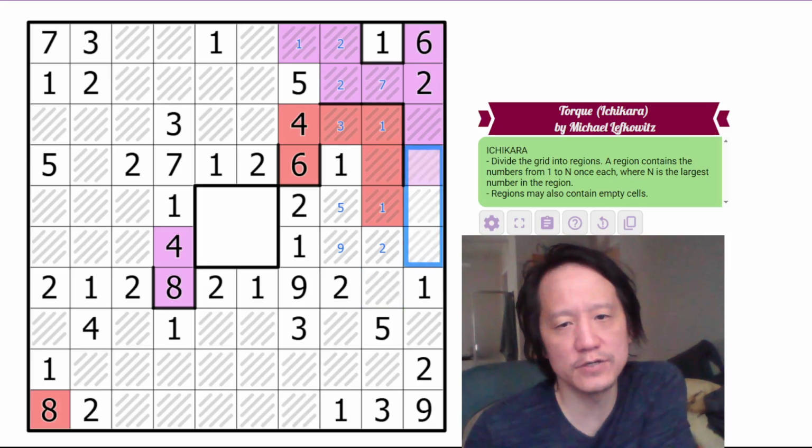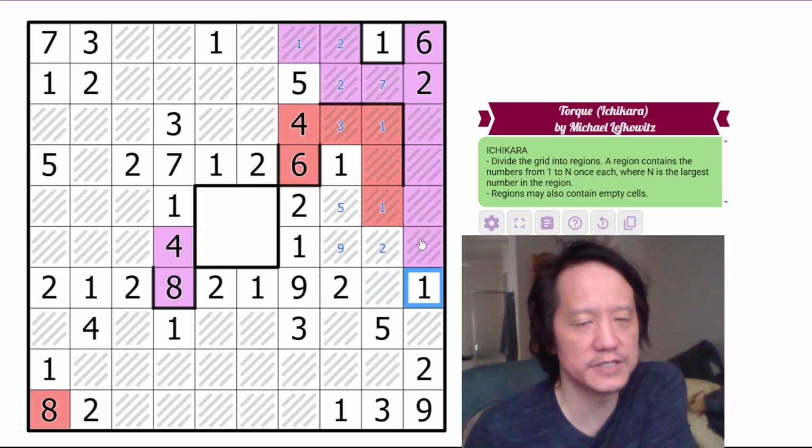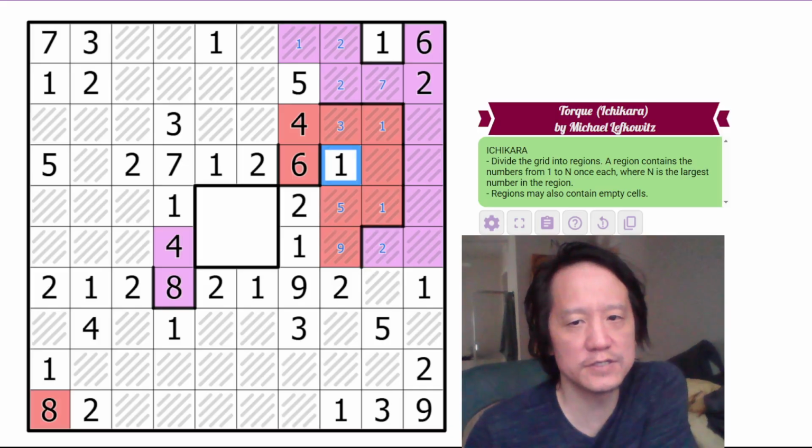That means pink has to go this way. Pink cannot go through 1 because it needs to go through 1 to get access to the 7 or the 9. So it has to go this way, which means red has to go this way, because there's no other space for it. This is the second 1 by itself. So this is done.